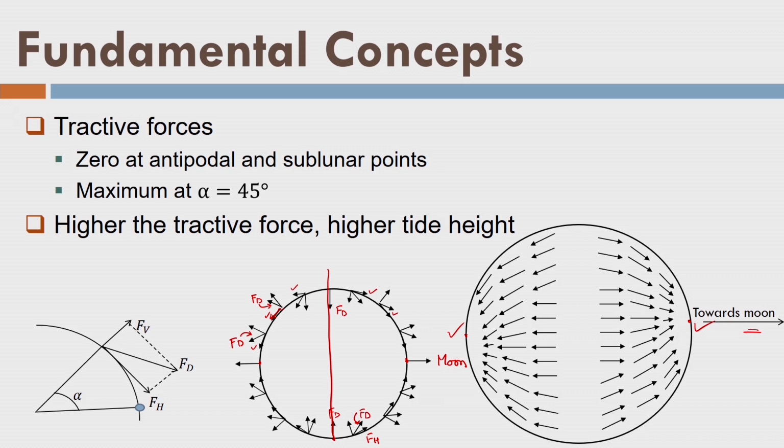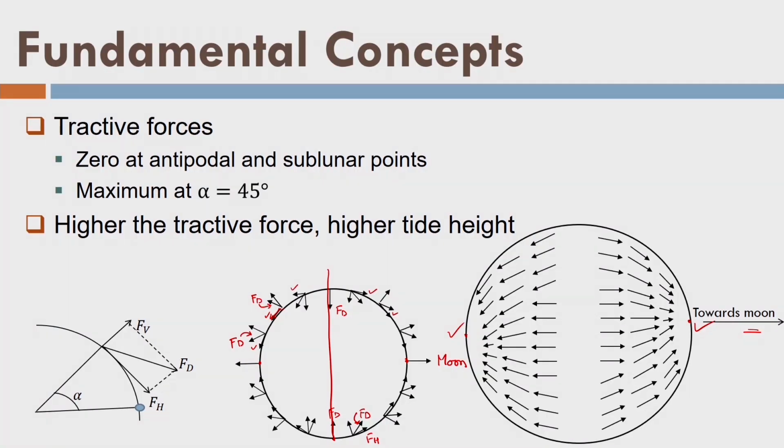But as I told, we have to see now which force is stronger, that means the force of the moon or the force of the sun. So let us look into this. Moreover, we can see here that tractive force is although 0 at the antipodal and sublunar points, they are responsible for creating the tides, because water is accumulated although the force is 0.